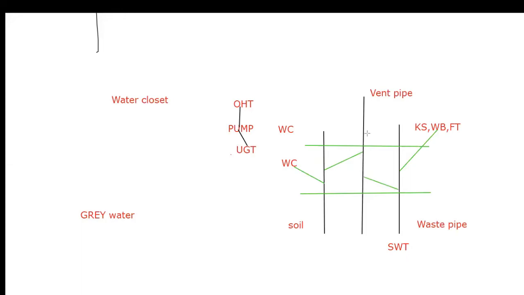And the height of the vent pipe will always be more than the height of our building itself, because in order to, so kitchen sink, wash basin, floor, something else.